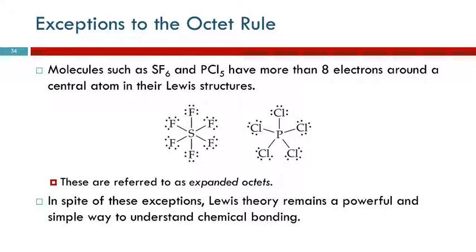Another exception is an expanded octet. Things like sulfur hexafluoride, phosphorus pentafluoride, they can actually have more than 8 electrons. These are called expanded octets. This only happens with the larger elements. It does not happen with the period 2 elements ever. Period 3 elements do this sometimes. We're not going to worry about it except just to understand that it does happen. Okay? So there's some exceptions to the octet rule, but Lewis theory is still very, very useful.